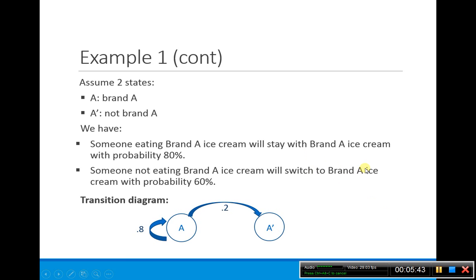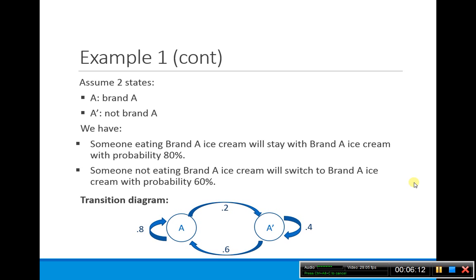Okay, so what else do we know here? We know the people that aren't eating brand A, so these people over here, are likely to switch with a probability of 60%. So if you're not in brand A after this advertising campaign, you're likely to move to state A with a probability of 60%. So what's that mean? Well, the other 40% are going to stay with A prime. So there you have the other state staying with A prime.